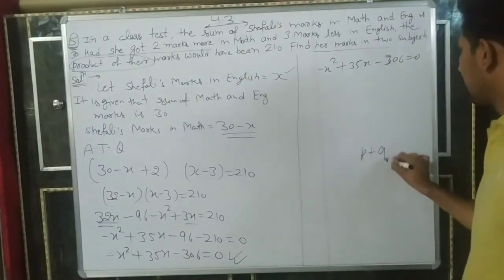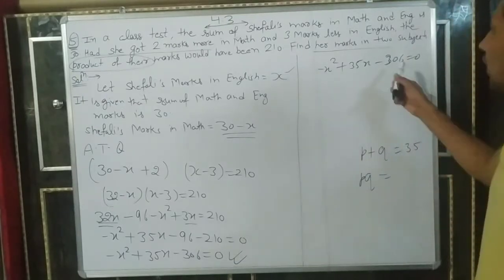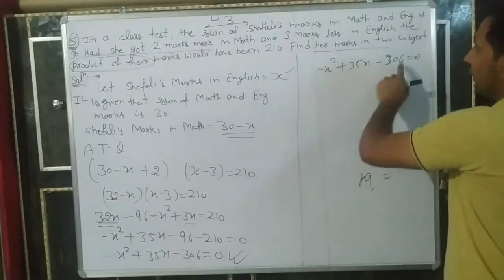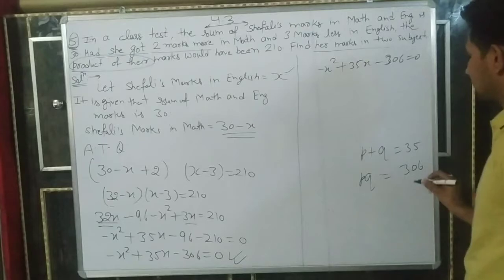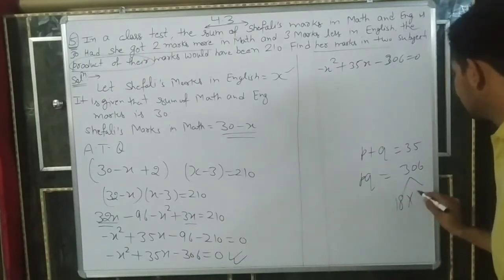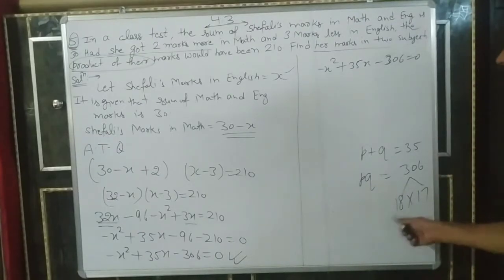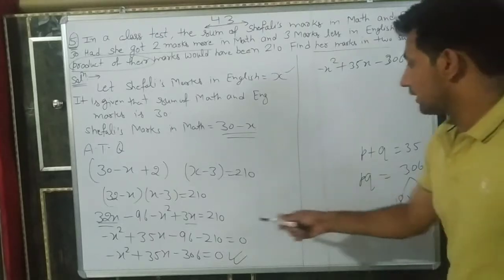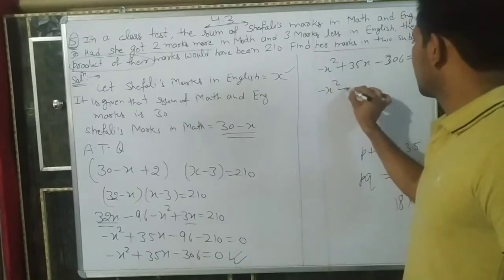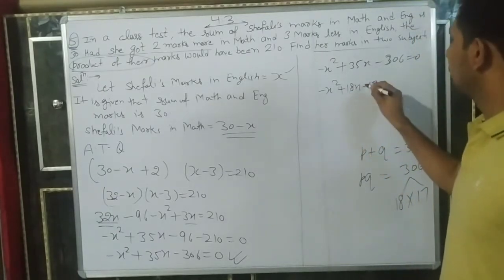Sum of two numbers is 35, product of these two numbers is p into q, first into third. So minus 1 into 306. The product you will find, the factors are 18 multiply 17. Understand it? And both should be positive because the multiplication is positive, negative into negative is positive. Understand? So it is minus x square plus 18x plus 17x, sorry, it is positive and 0.